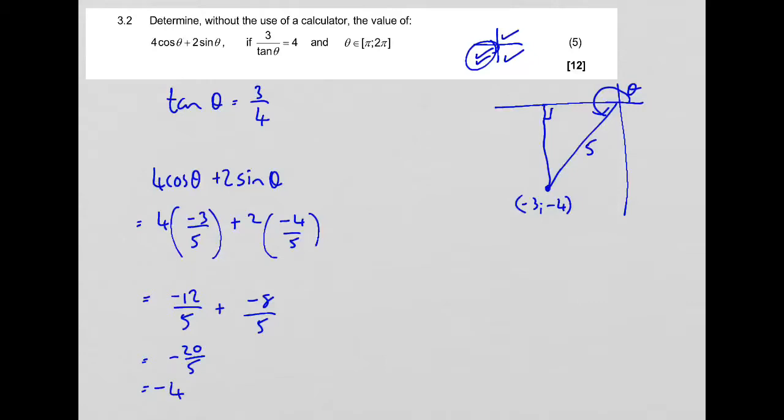Okay, marks are allocated here for you putting tan theta as the subject of the equation, a method mark for your answer, a method mark and an accuracy mark for your substitution, and then a mark for your final answer.